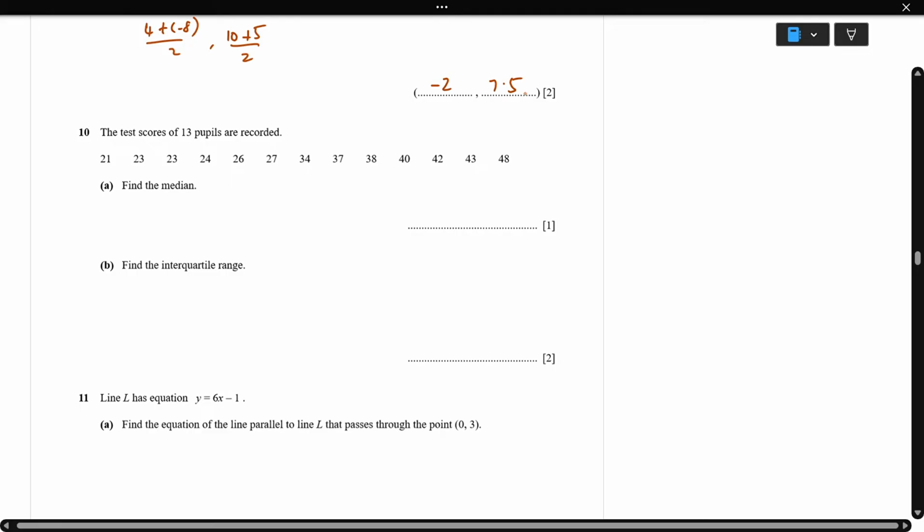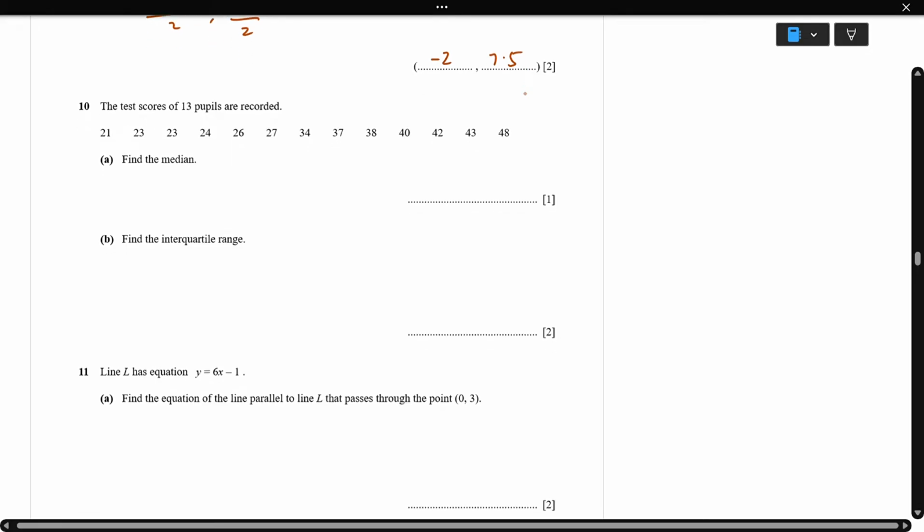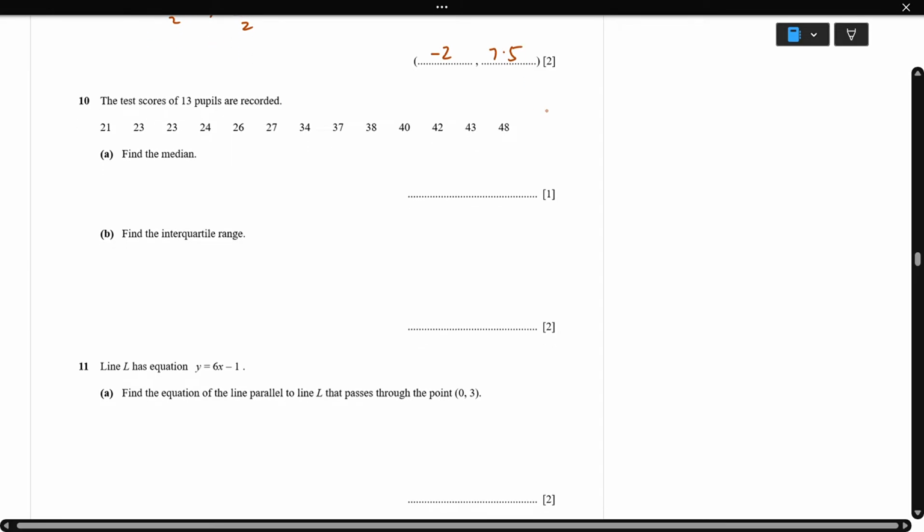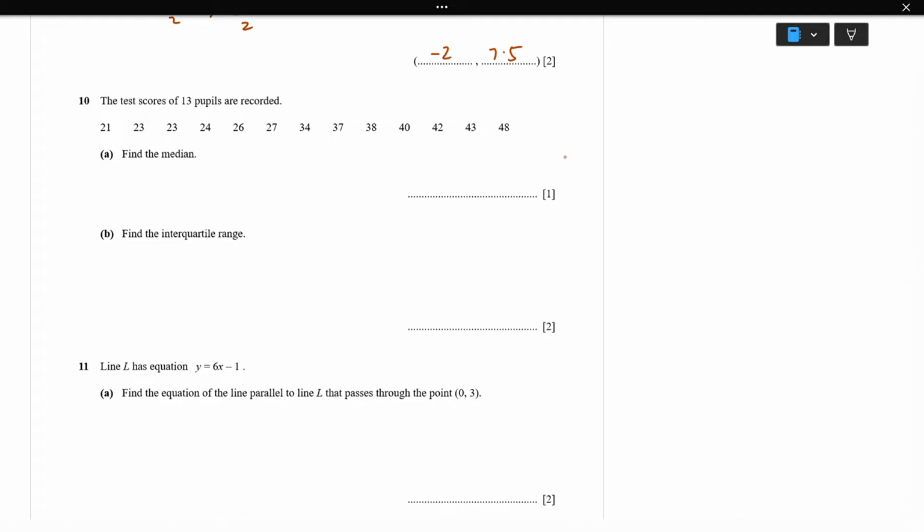Next question: the test scores of 13 people are recorded. Here they are all in order, so no need to write them in order. Find the median, which is going to be the 8th data. Or rather, total 13, so sorry, the 7th data. The 7th data, counting 1, 2, 3, 4, 5, 6, is 34. So 34 is the answer.